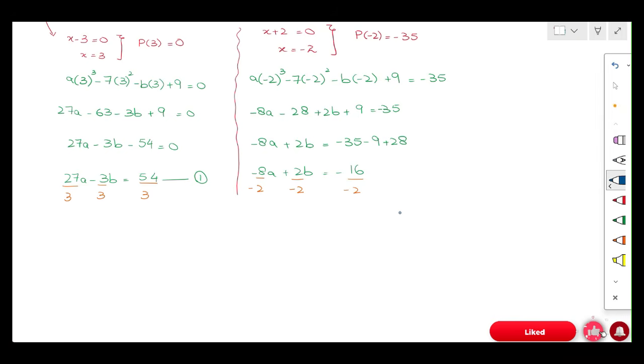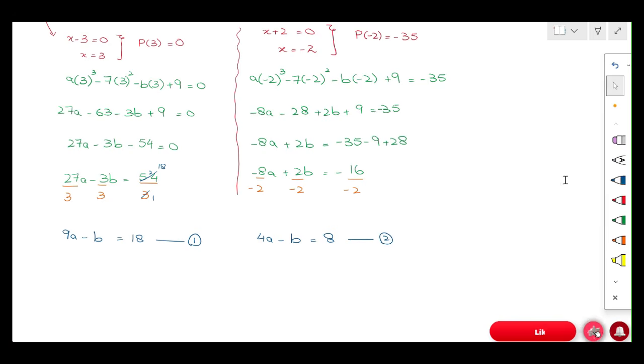Okay, now the resulting answer is 27 divided by 3 is 9, so 9a, 3 divided by 3 is 1, so minus b, and 54 divided by 3 is 18. Now this is the resulting first equation. Now for the second equation, dividing by negative 2 gives 4a, minus b, and 8. That is my second equation.